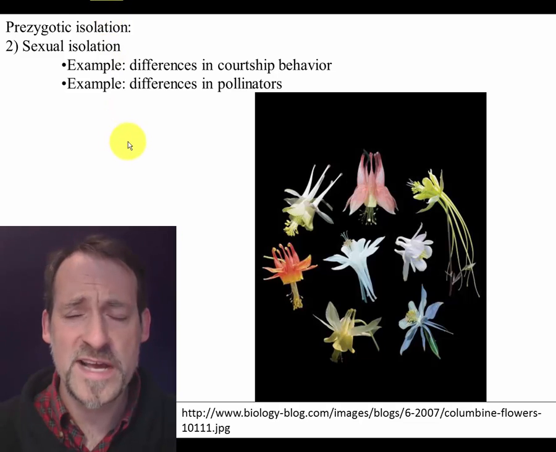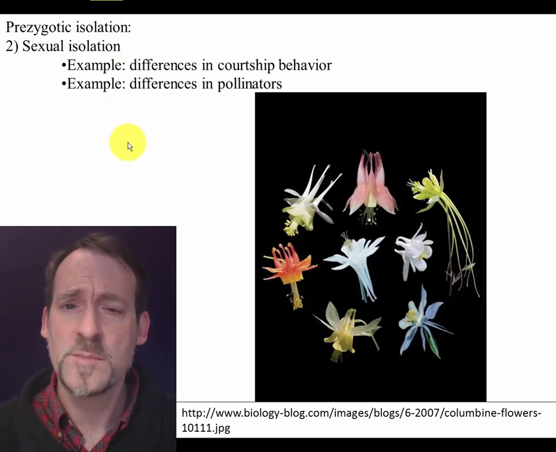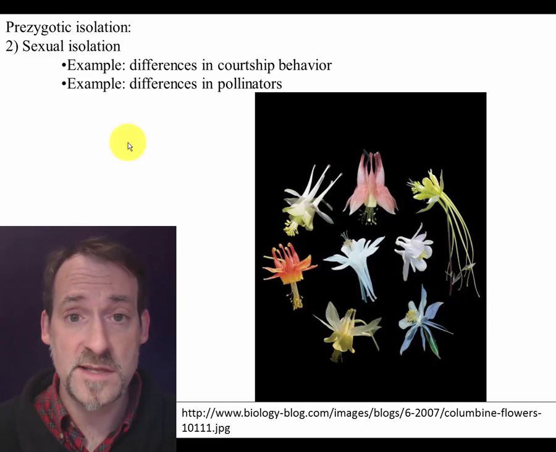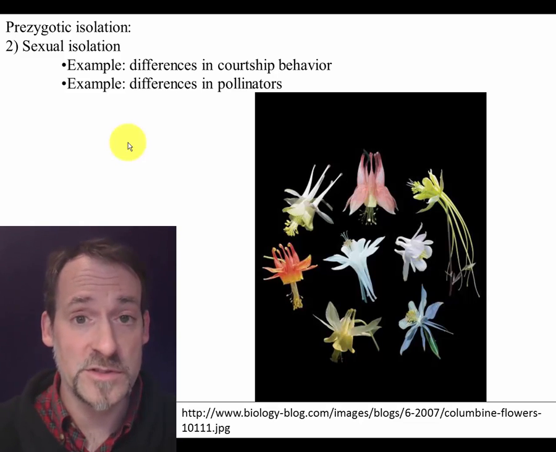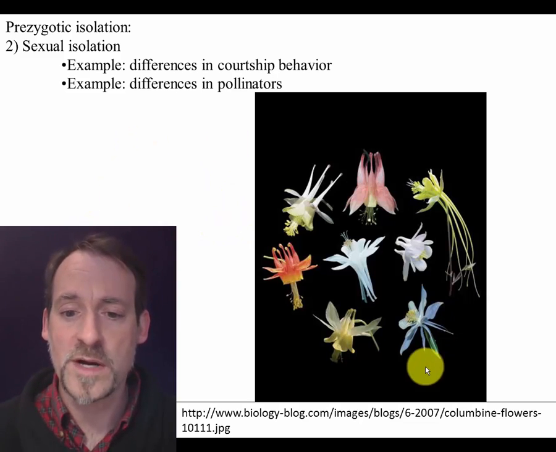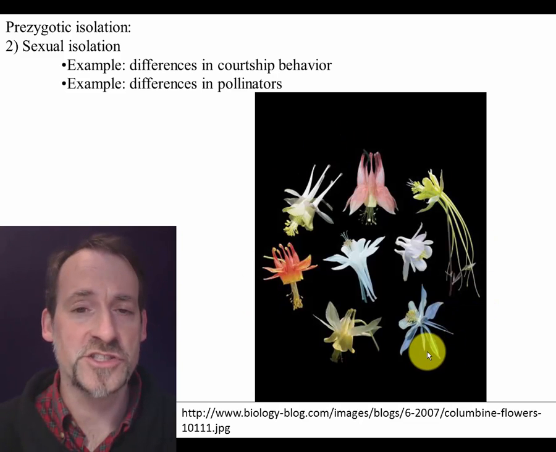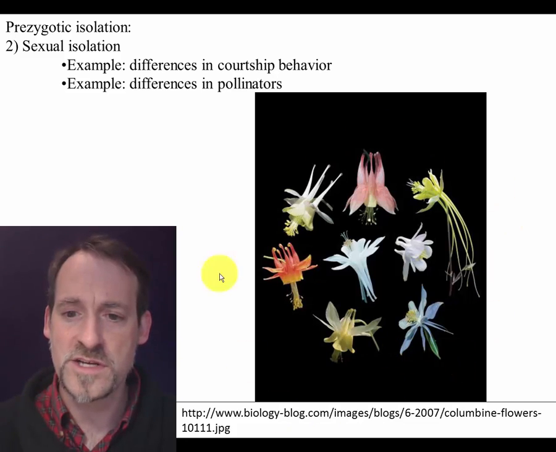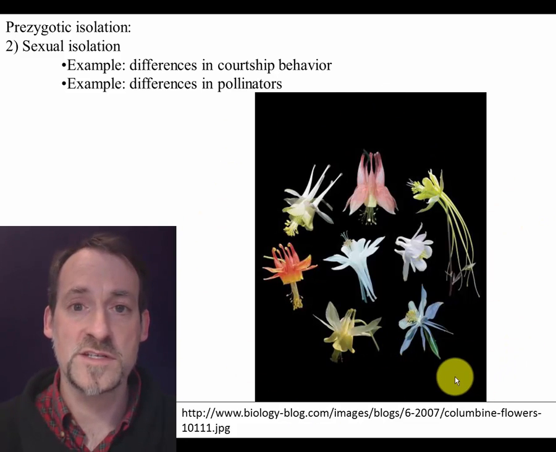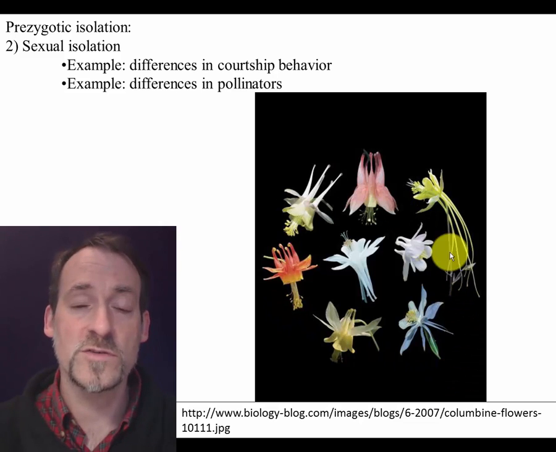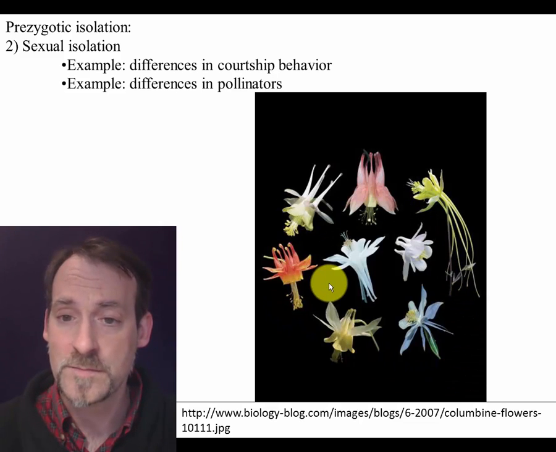You may not think that plants have courtship behavior, but some of them certainly do. There are lots of species that are pollinated by animals of some kind, and they draw a particular kind of animal by the look and the smell and the shape of their flowers. These flowers here are all from species that are quite closely related to one another. But as you can see, some of them look very, very different.